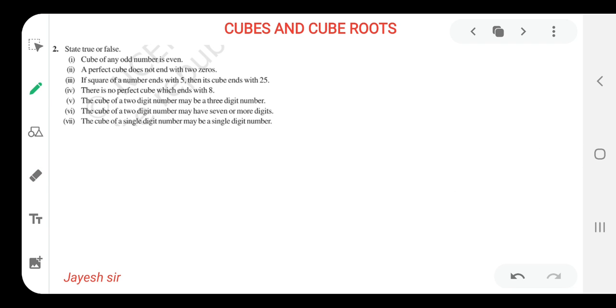Now let us begin with the next sum, that is a perfect cube does not end with 2 zeros. Yes, that is the correct answer. That also we will prove and understand with examples, that a perfect cube does not end with 2 zeros. How? Cube of 10 ends with 3 zeros, that is 1000. You can see 3 zeros are there, but in the question it has been asked about 2 zeros. Does it end with 2 zeros? No, it ends with 3 zeros.